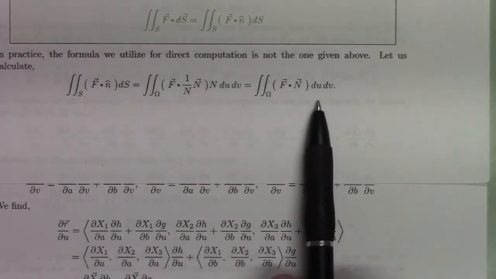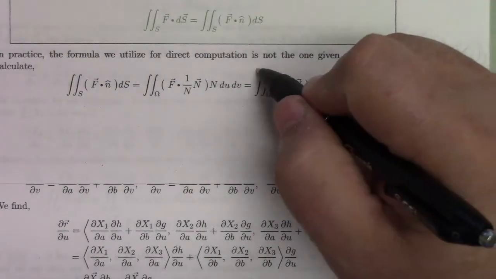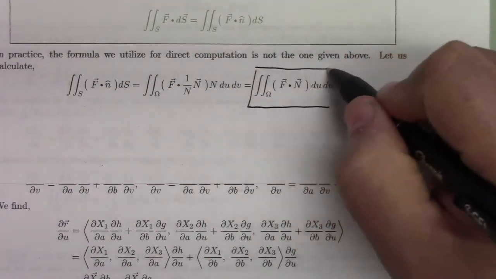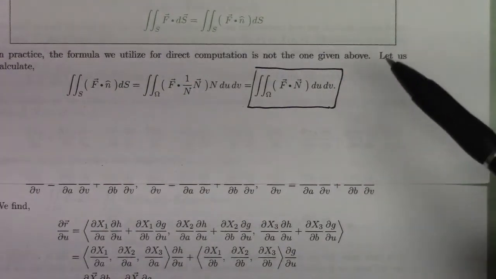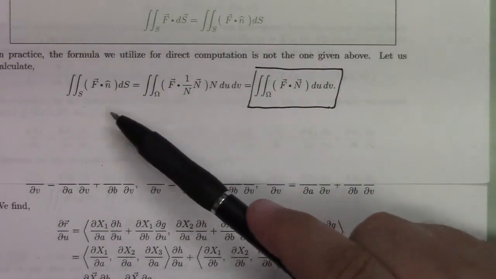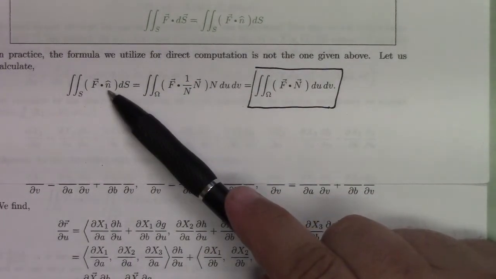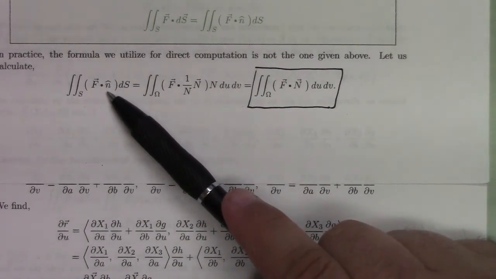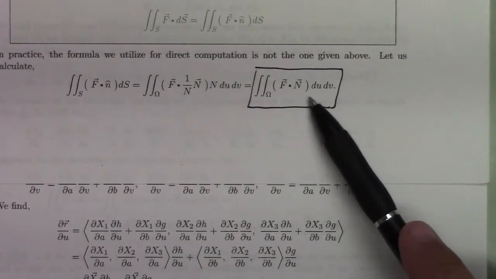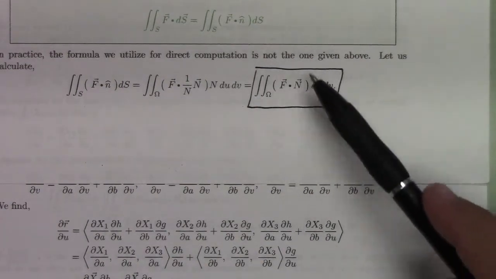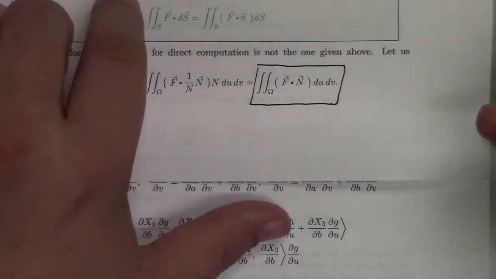In fact, pragmatically speaking, this is the formula to use, because it doesn't give any of us joy to calculate n hat for interesting surfaces. Normalizing the normal vector field is kind of a pain. This frees you of that pain and just gives you a stone cold formula for it, which is pretty nice.